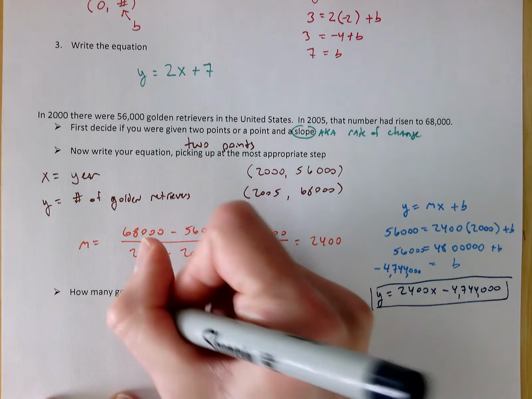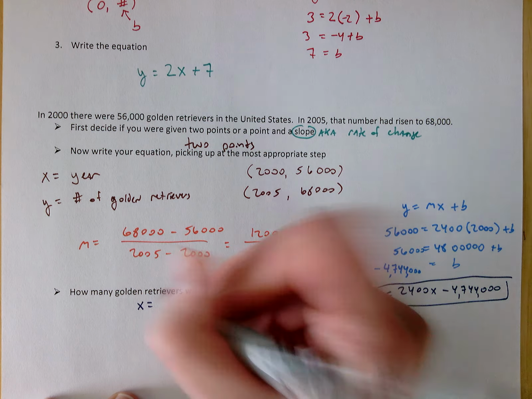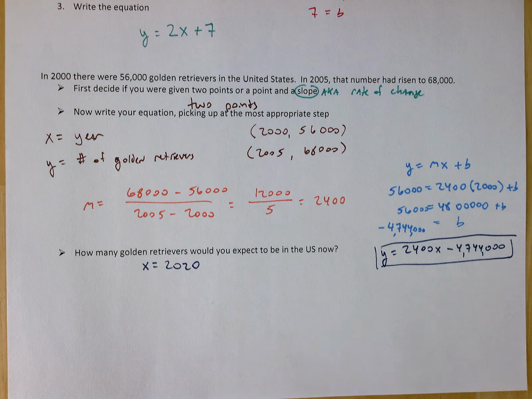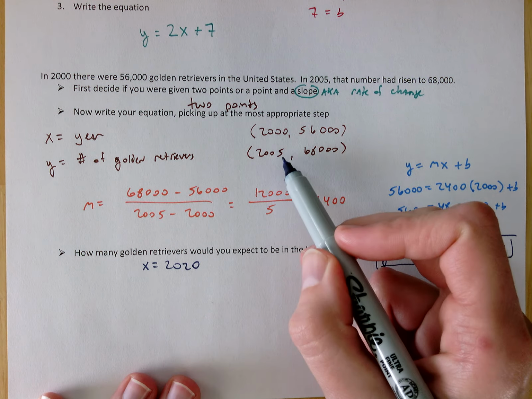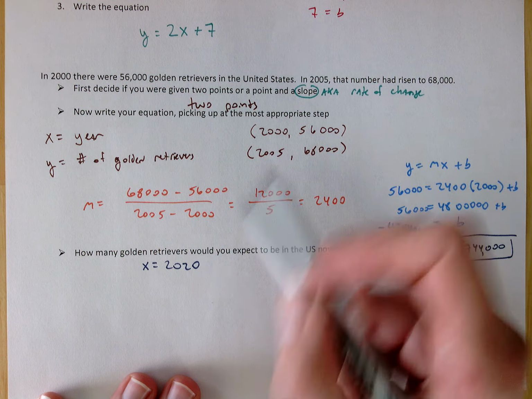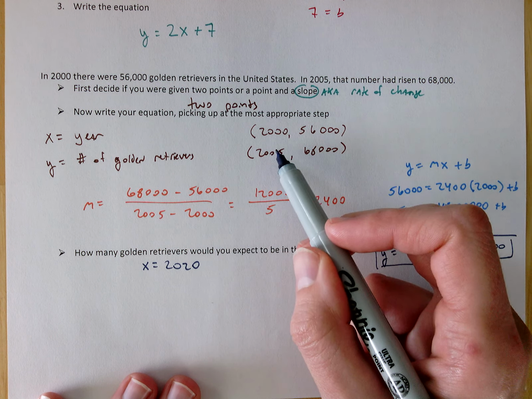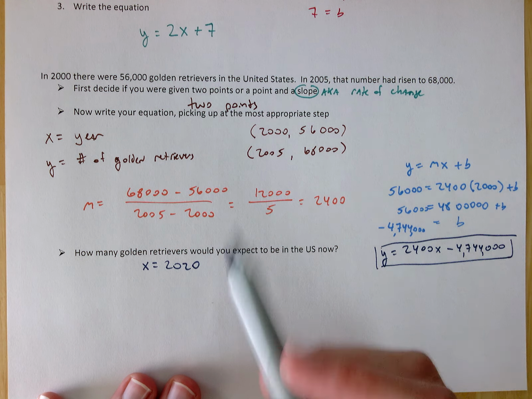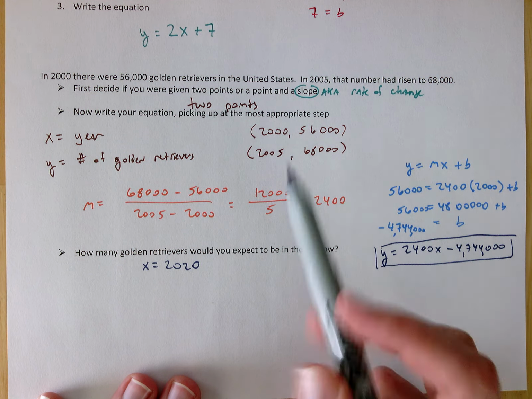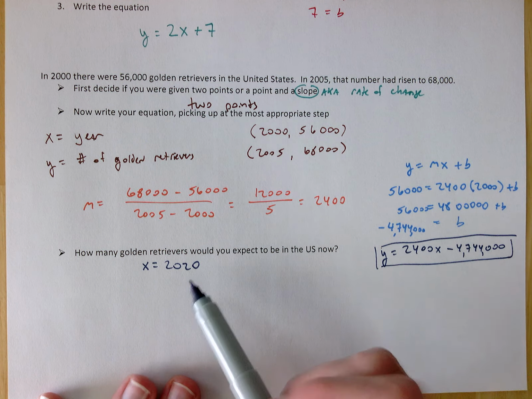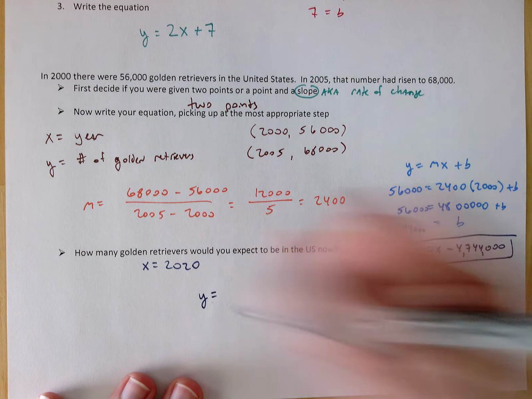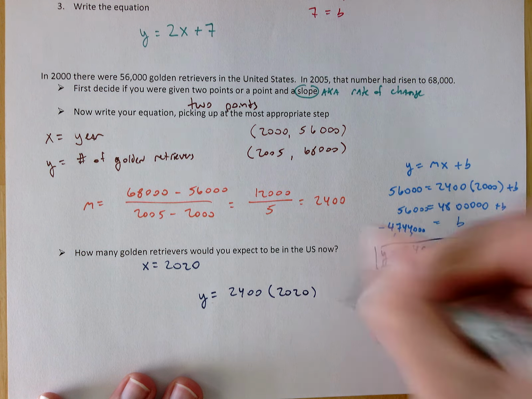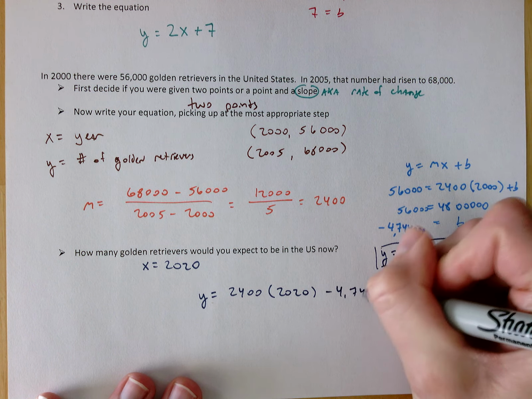All right, so then this last question: how many golden retrievers would you expect there to be in the United States now? So what I'm going to do is plug in x equals 2020, right? So I'm going to plug in 2020 for x. Now, for this particular model, this is pretty far off from the data that we have. So I'm not really expecting this to be super accurate. It's going to give us a good guess, but it's really far out from the data that we have. And a lot of things can change between the year 2005 and the year 2020 in terms of golden retrievers. So we can use our model to make this prediction, but we don't necessarily expect it to be super accurate.